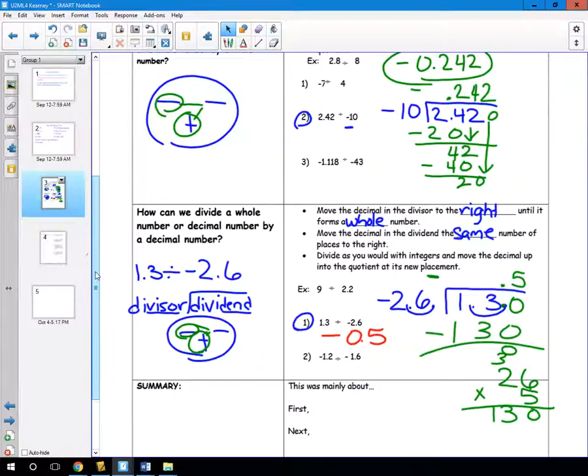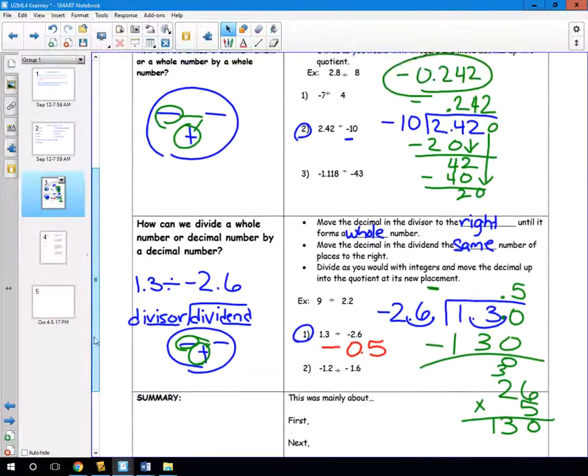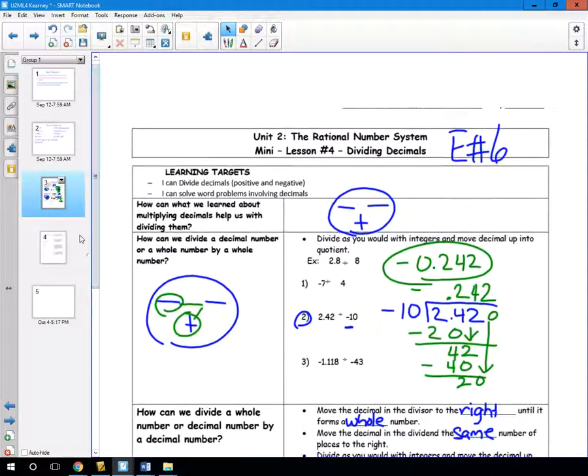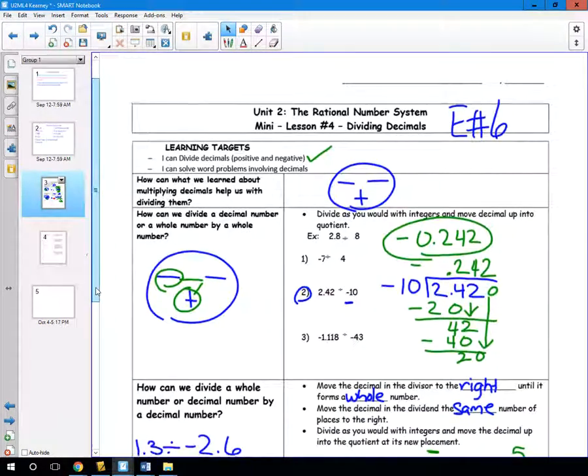Just to recap, let's recap what we learned. You learned that you can divide decimals positive or negative. Okay, we'll check that off. You haven't learned yet to solve real-world problems involving decimals. You'll do that in your practice with me.